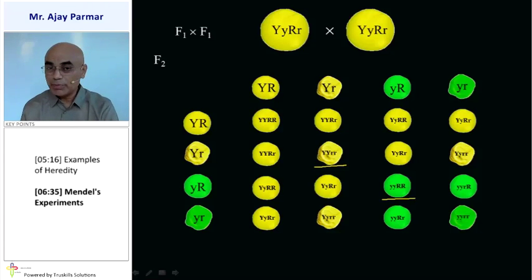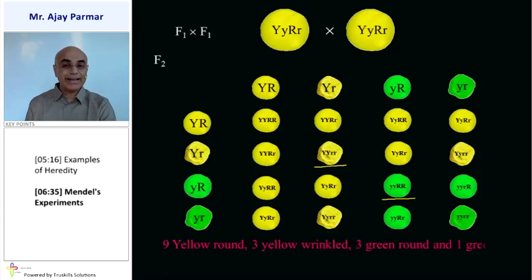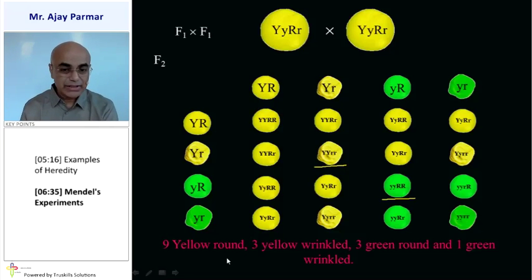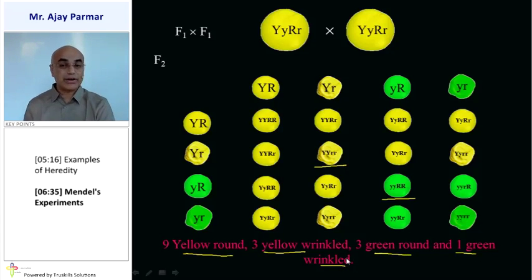Now if you observe this particular table, we are getting 9 yellow round, 3 yellow wrinkled, 3 green round and 1 green wrinkled. If we consider the first ratio, that is 9 yellow round with 3 yellow wrinkled, that is one original characteristic and another new characteristic. Then the ratio is 9:3, that is 3:1. And exactly the same way, green round, the new characteristic, and 1 green wrinkled, the original characteristic. Once again the ratio remains the same, 3:1. So the new characteristics are obtained in the ratio of 3:1.